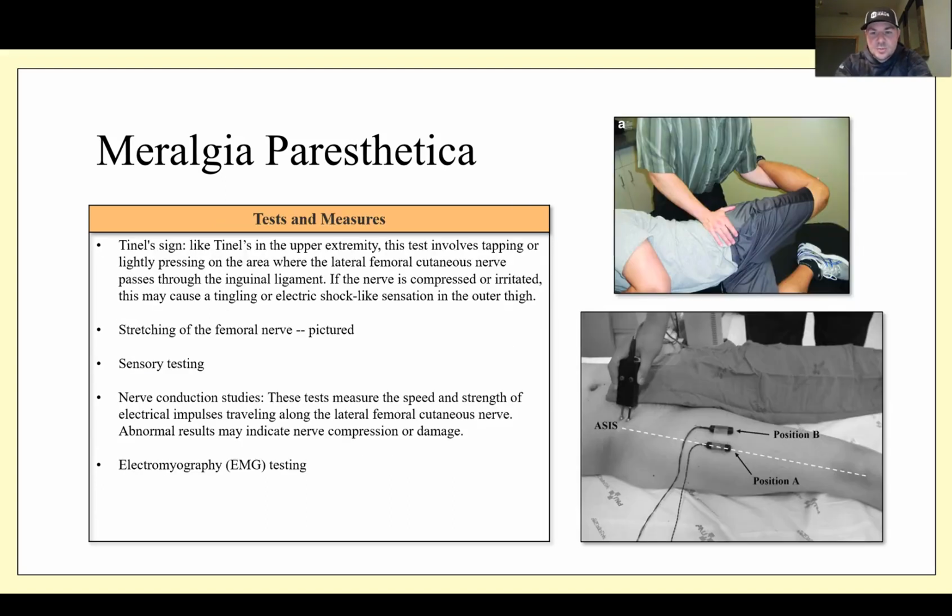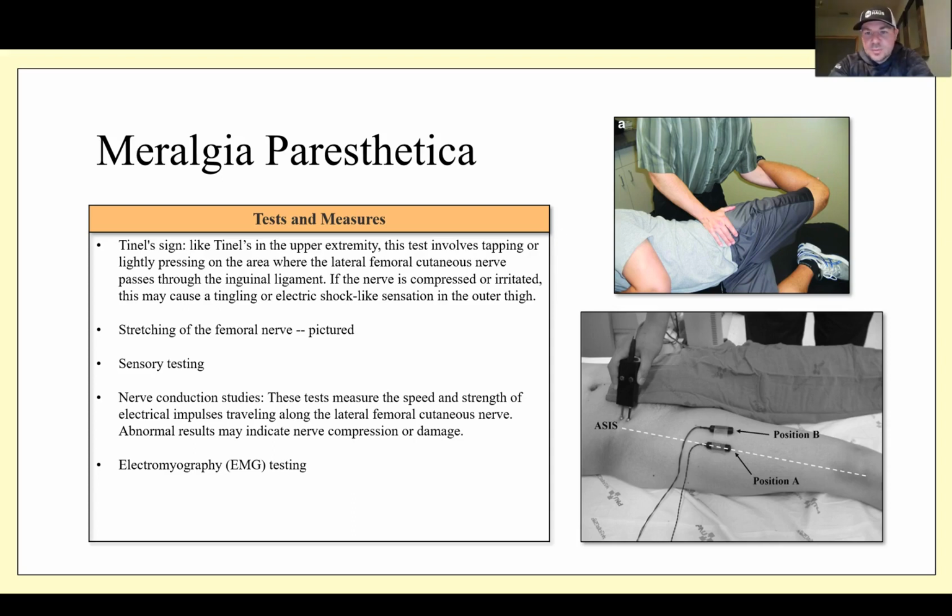Tests and measures. There are pretty simple tests you can do in the clinic. Tinel's sign, just like Tinel's with the upper extremity, you're going to tap or press lightly on the area. Sometimes you can even add compression. I just stack two fingers like this, and I just add compression down at areas where I think the nerve is traveling along, and I'll see if we can elicit symptoms. If the nerve is compressed or irritated, it may cause tingling or an electric shock type sensation.